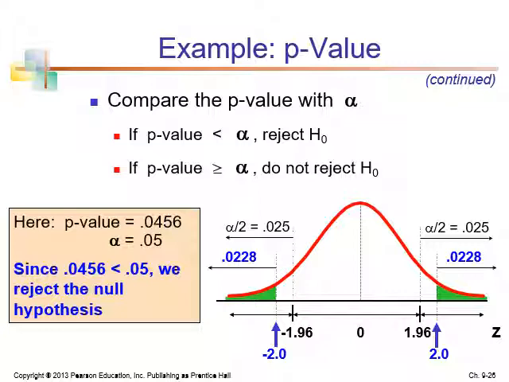So we compare the p-value with the alpha, and based on this, if the p-value is less than alpha, we reject H0. If the p-value is greater than or equal to alpha, then we do not reject H0. And in the previous example, the alpha was 0.05, and we calculated the p-value to be 0.045. So that means we reject the null hypothesis.